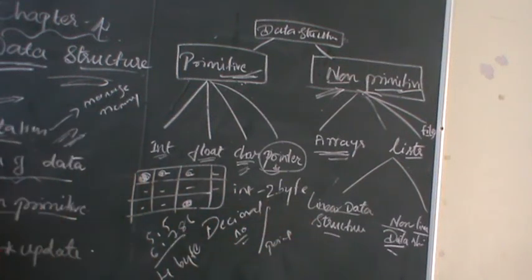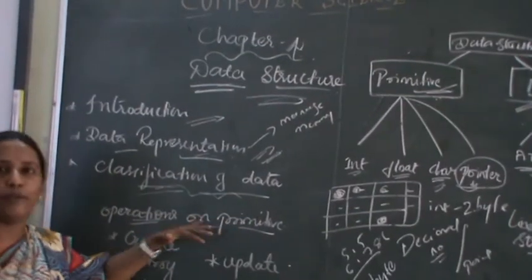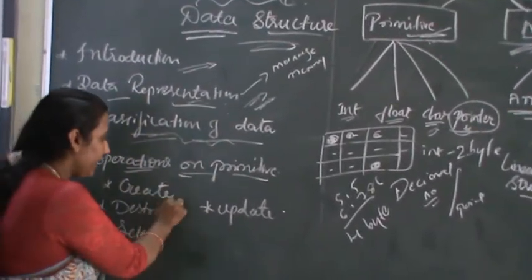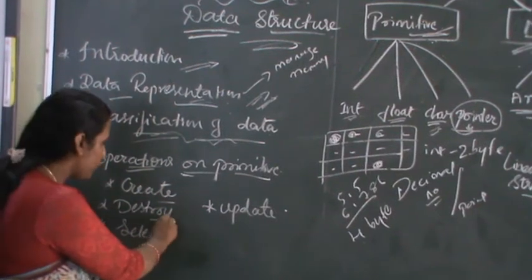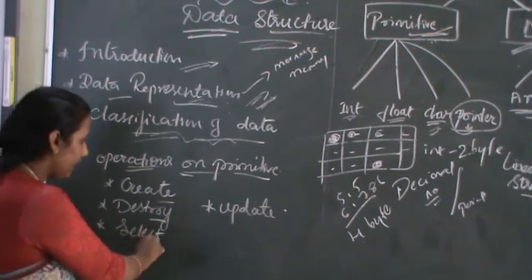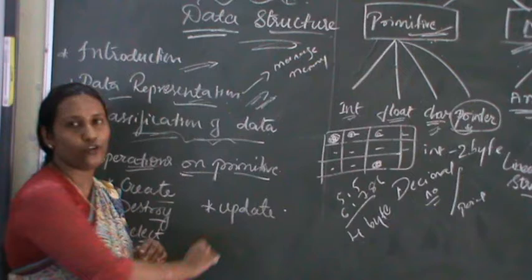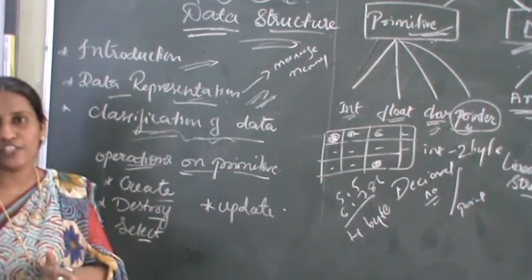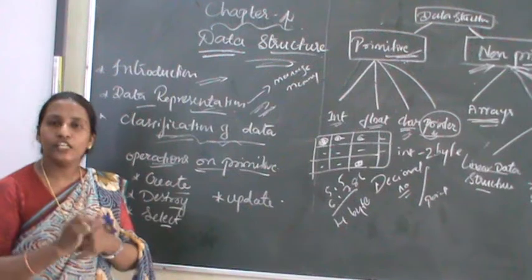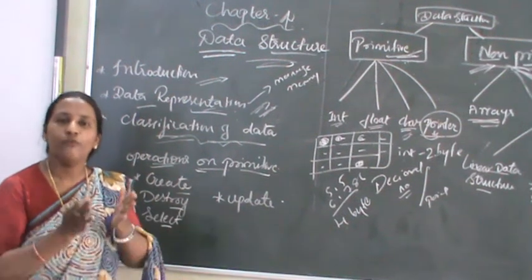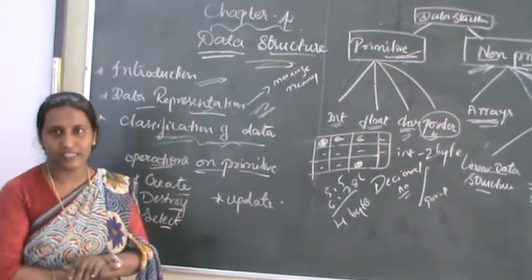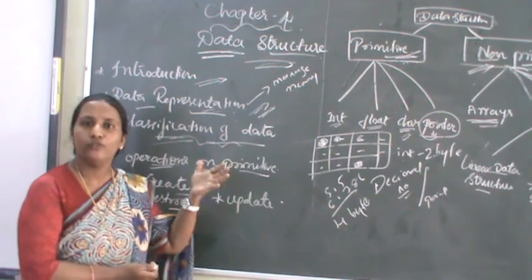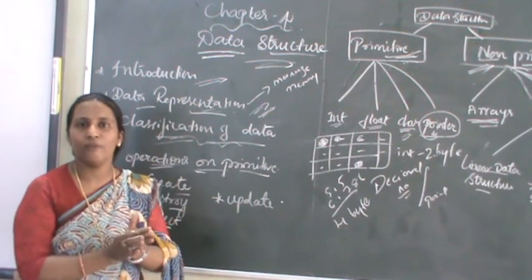So here we are going to study what operations are performed on primitive data structures. Here we have the create operation, the destroy operation, then the select operation and the update operation. Okay, so first, the create operation. The create operation in a primitive data structure is to allocate the memory whenever it is required for the data. It is used to allocate how much memory is required.